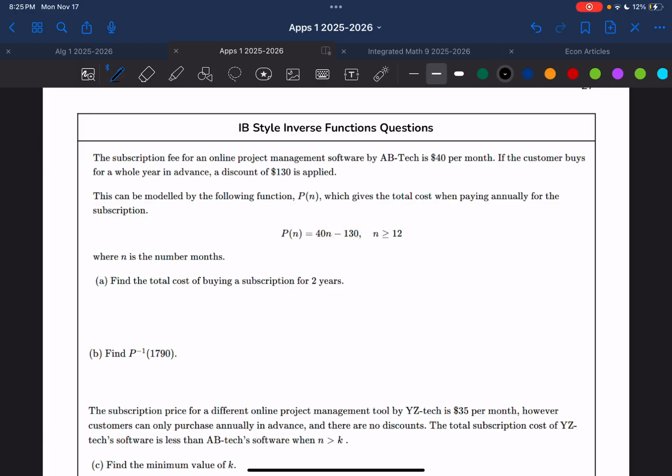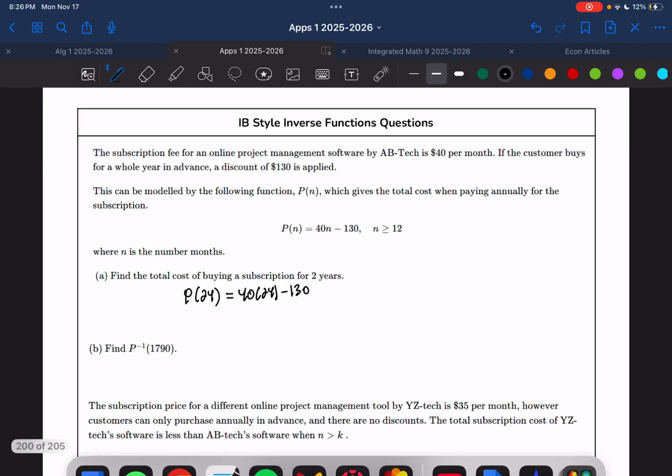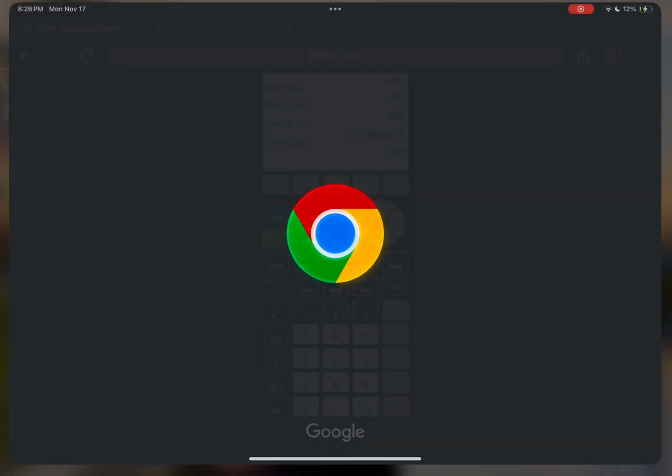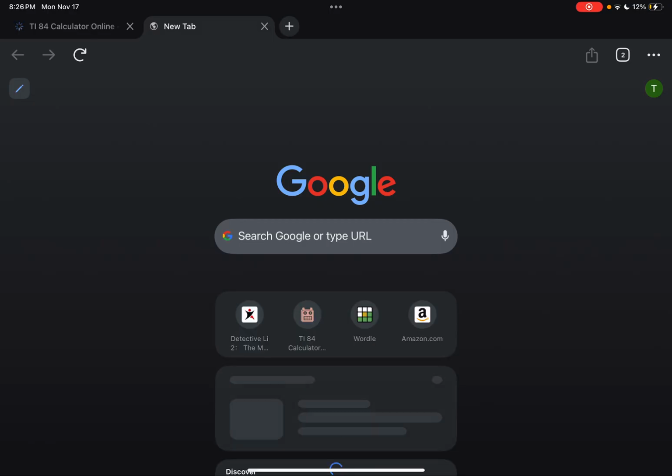So the total cost of buying a subscription for 2 years is going to be P of 24, because there are 24 months in 2 years, which is going to be 40 times 24 minus 130. Let's see if I have my calculator handy. So go over to the calculator.